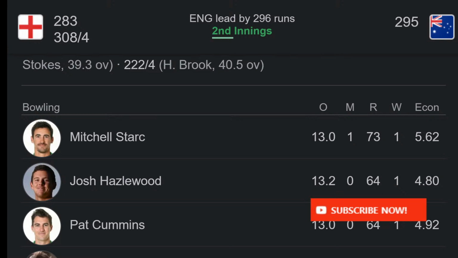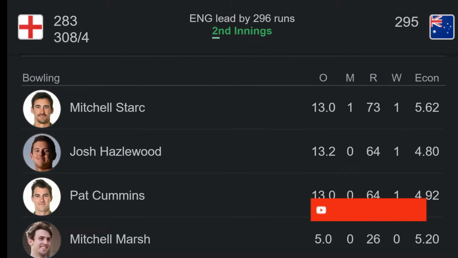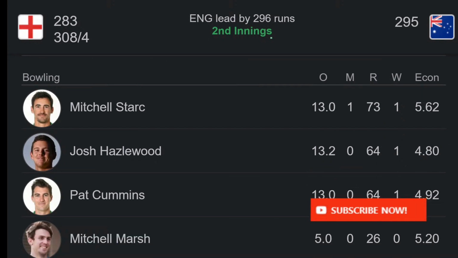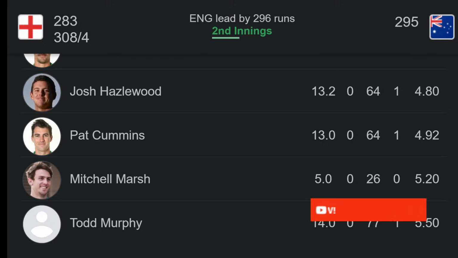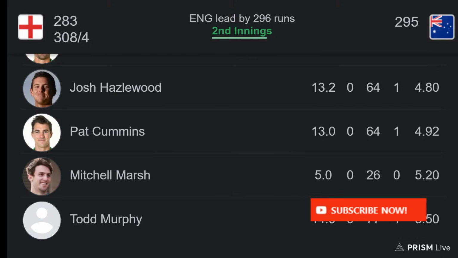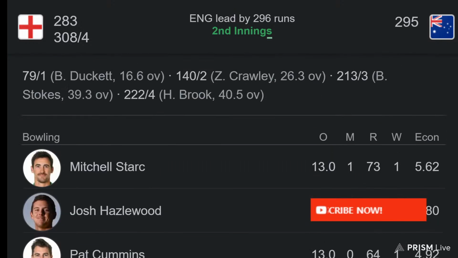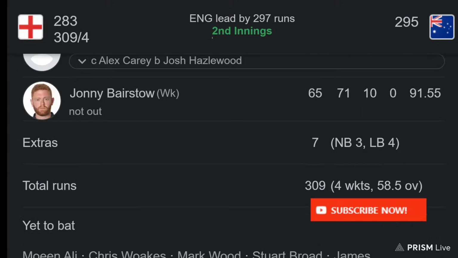Mitchell Starc 1 for 73 in 13 overs. Josh Hazlewood 1 for 64 in 13.2 overs. Pat Cummins 1 for 64 in 13 overs. Mitchell Marsh no wicket for 26 in 5 overs, and Todd Murphy 1 for 77 in 14 overs. So this is the situation.